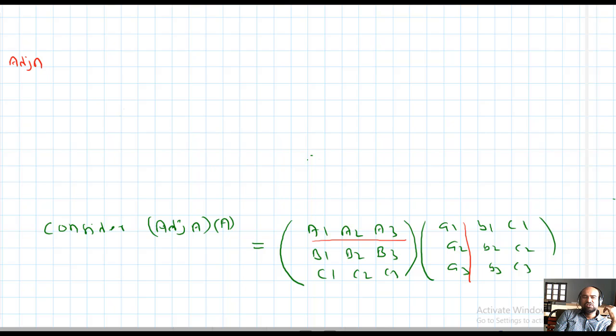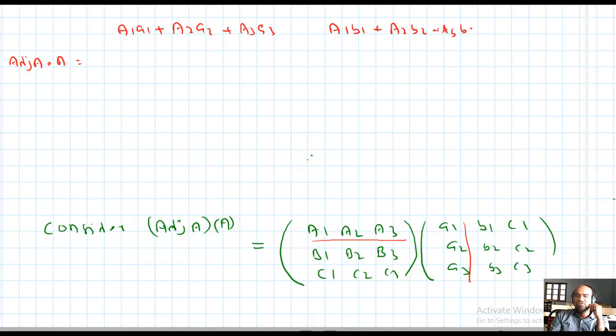Adjoint A into A equal to. I will start here, I don't want to write the bracket, later I will write. So first of all, A1 into a1 plus A2 into a2 plus A3 into a3. First row, first column is completed. Next, A1 into b1 plus A2 into b2 plus A3 into b3. First row, second column completed. First row, third column: A1 into c1 plus A2 into c2 plus A3 into c3.